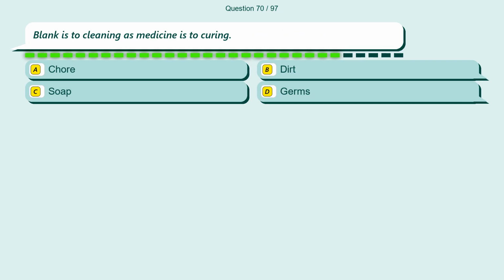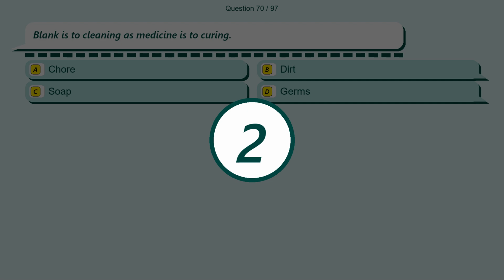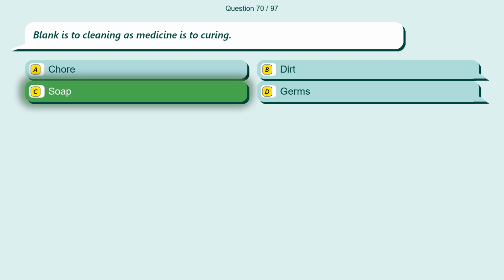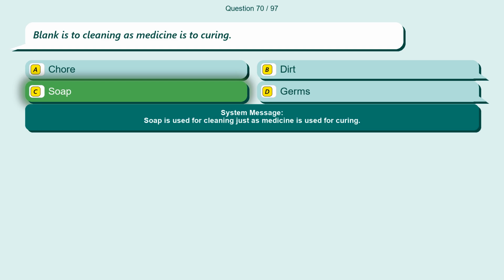Question 70. Blank is to cleaning as medicine is to curing. Option A, chore. Option B, dirt. Option C, soap. Option D, germs. The correct answer is option C, soap. Soap is used for cleaning just as medicine is used for curing.